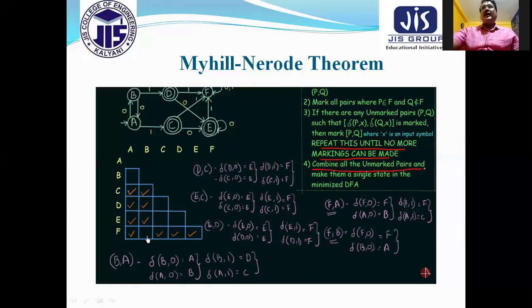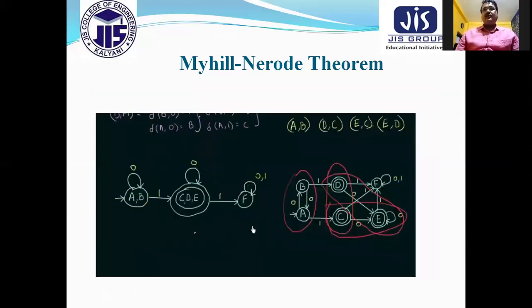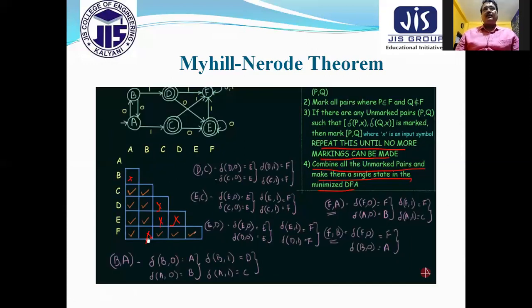Combine all unmarked pairs and make them a single state in the minimized DFA. So what are the unmarked pairs here? This is unmarked. If I put the cross here, I can say these are the unmarked pairs, means A, B. If I go in alphabetic order, C, D, then C, E, then D, E, then B, F. These are your unmarked pairs.